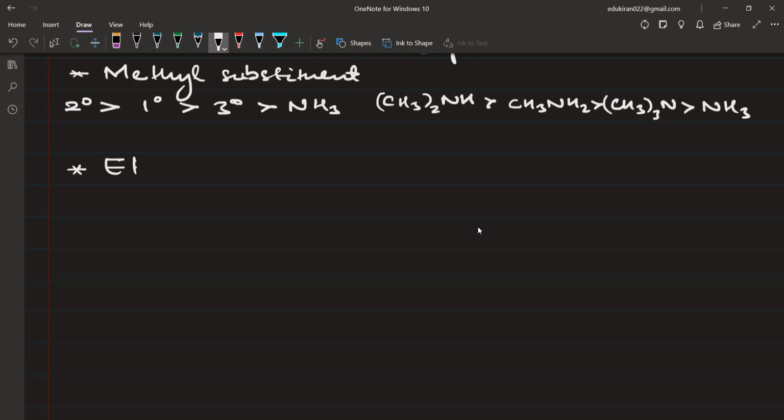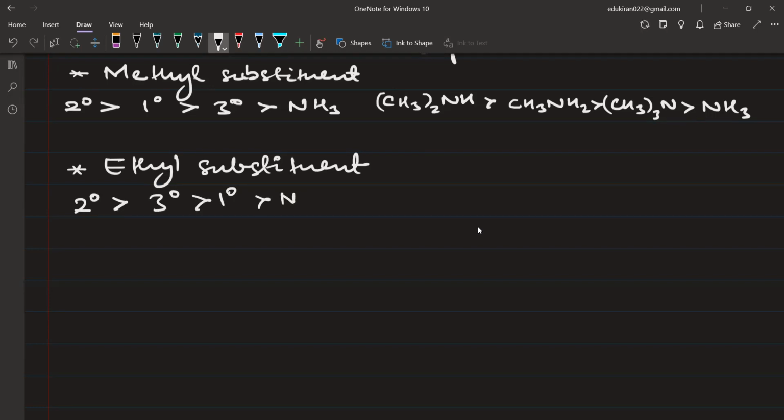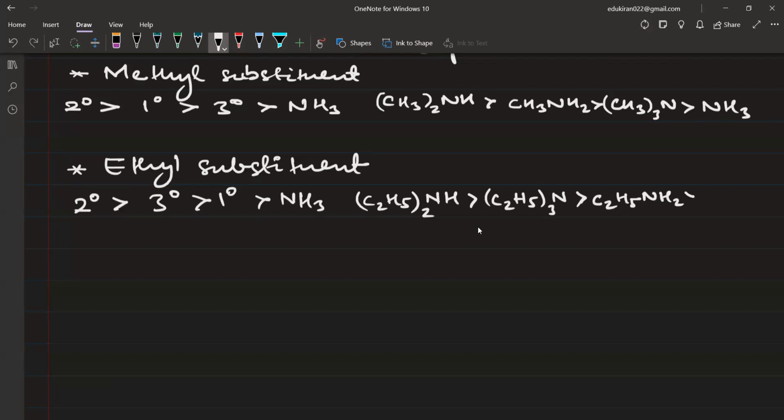If you have ethyl substituent, here also 2 degree is highest, followed by 3 degree, followed by 1 degree, and then followed by ammonia. (C2H5)2NH, (C2H5)3N, C2H5NH2, followed by NH3.